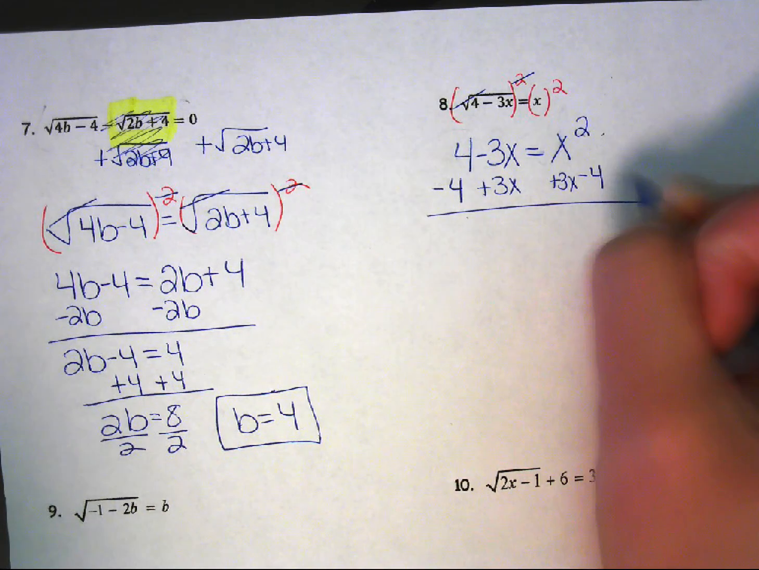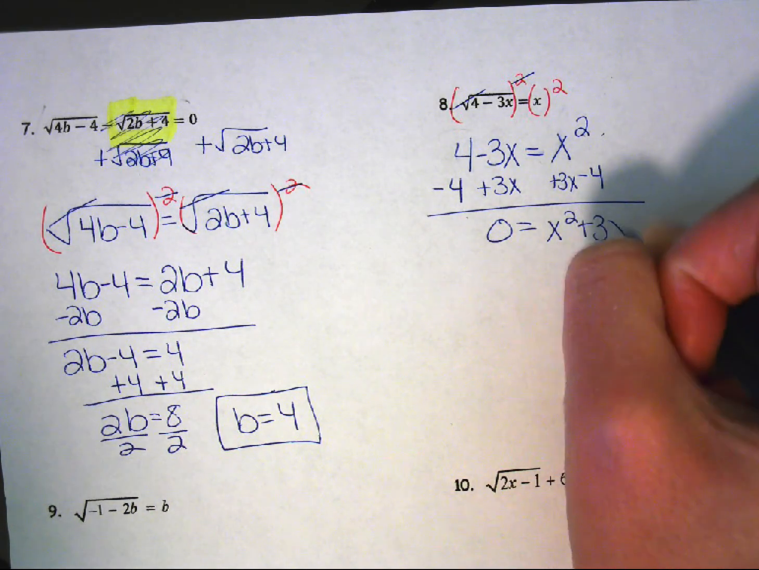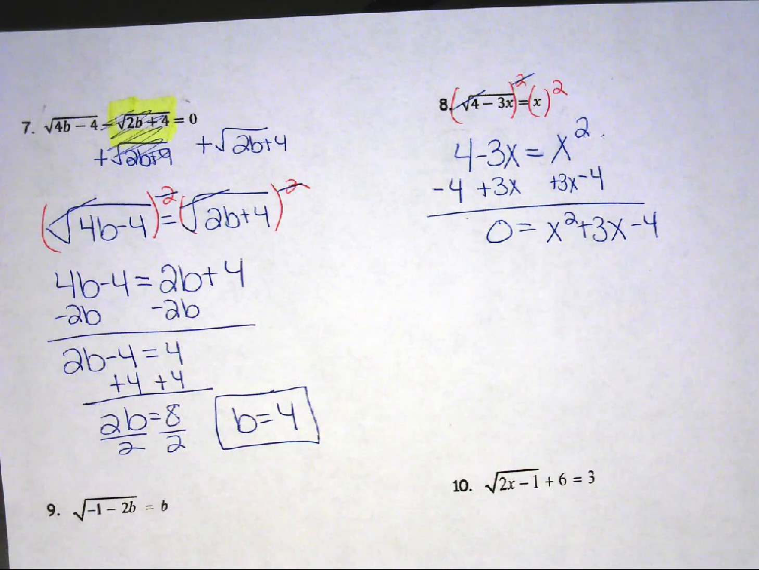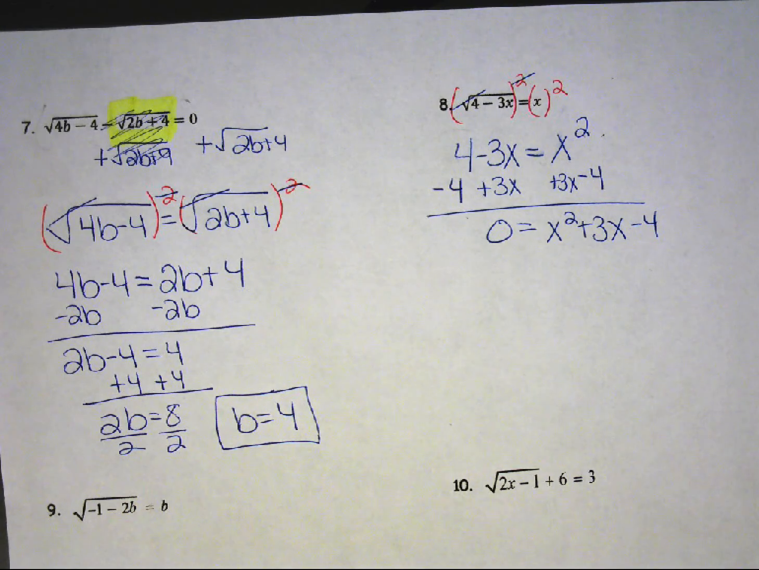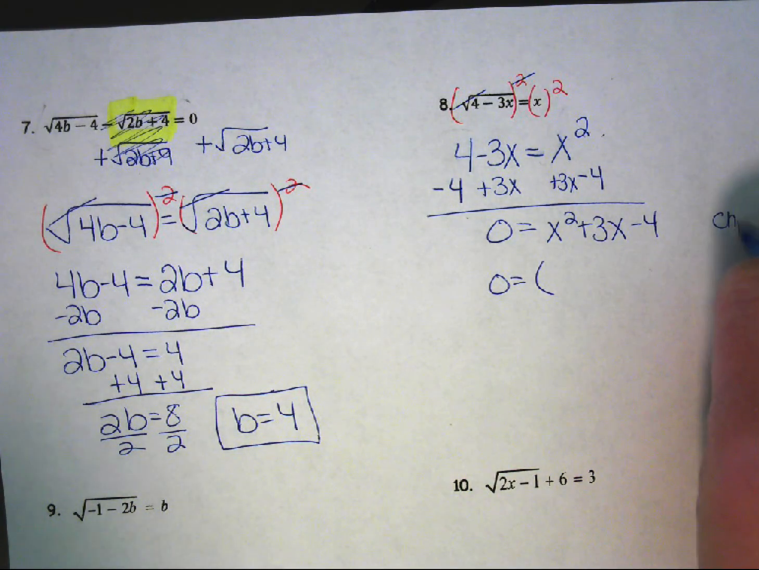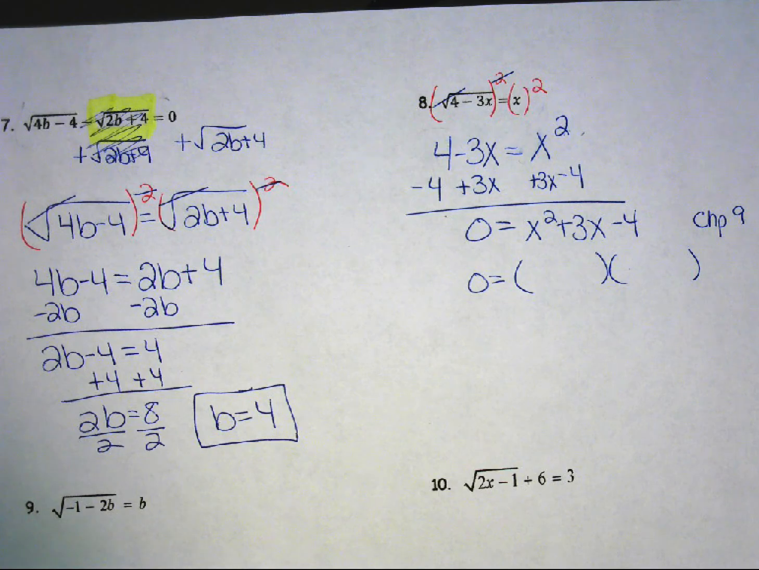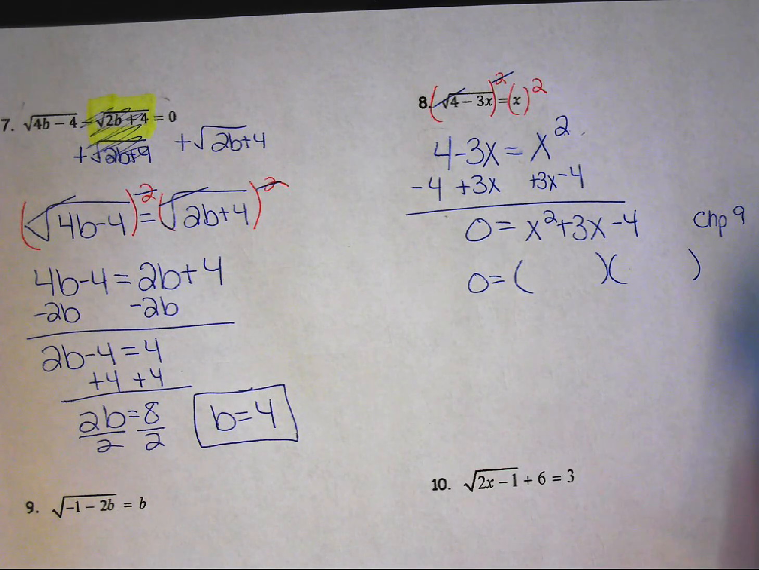So I would get 0 is equal to x squared plus 3x minus 4. Do you see how I put them all on one side? Now, you could factor. This is going back to your chapter 9. You could factor. You could go to Desmos and you could graph it. So there's a couple different ways to solve this one, okay? But since I'm already here, why don't I just try to factor it?